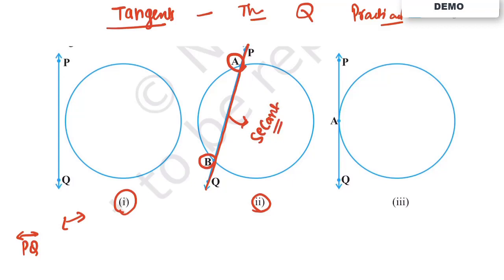Now the third possibility is that it touches the circle at just 1 point, and that is our point of interest, and that is what we are going to call a tangent. We are going to call line PQ a tangent. So you have to note it down that a tangent is any line that touches the circle at just 1 point.